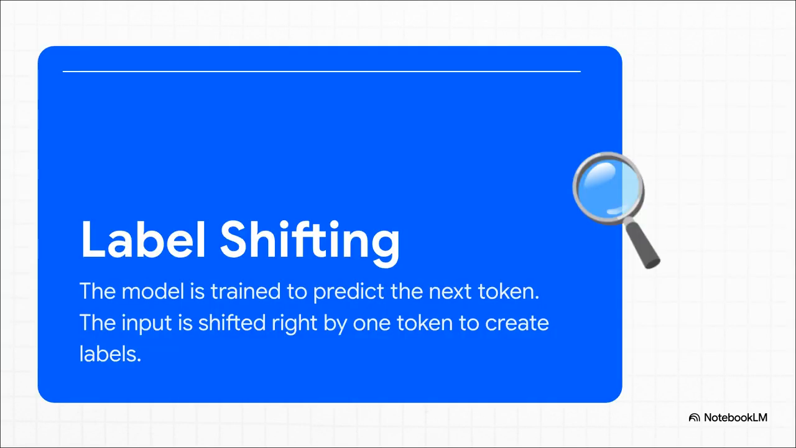So how does a model actually learn? Well, it's through this really clever process called label shifting. See, the model's only job, its entire purpose in life, is to predict the very next word in a sentence. We teach it by taking that exact same sentence, shifting it over by 1 word, and using that as the answer key. So the model makes a guess, we compare it to the right answer, and it learns from its mistake.